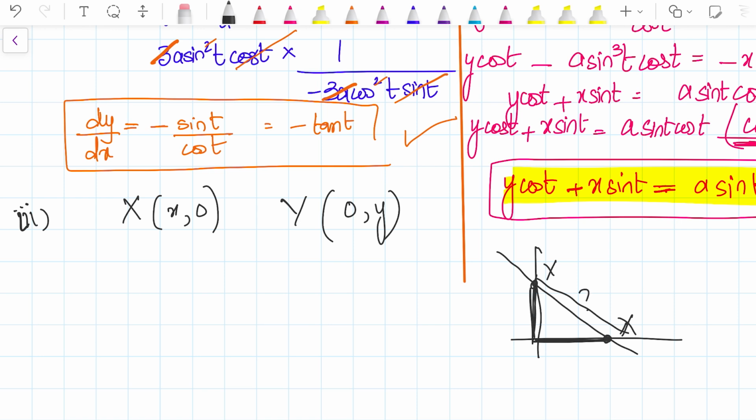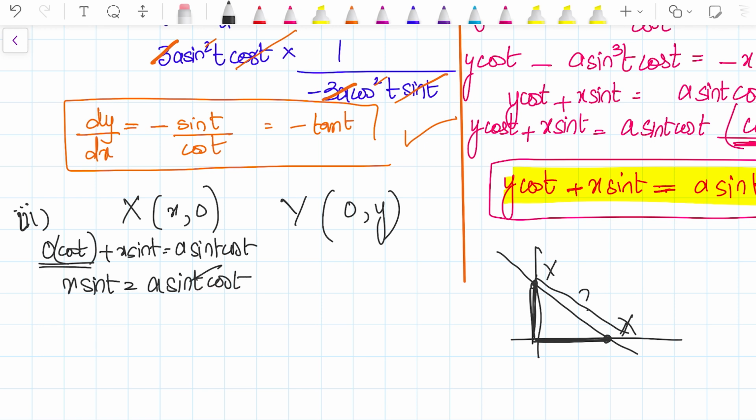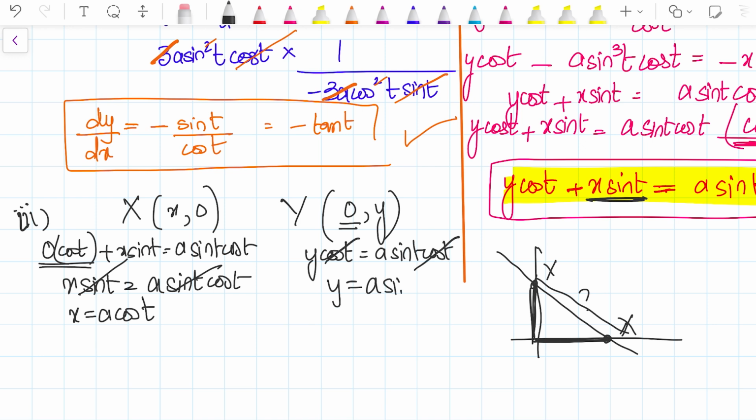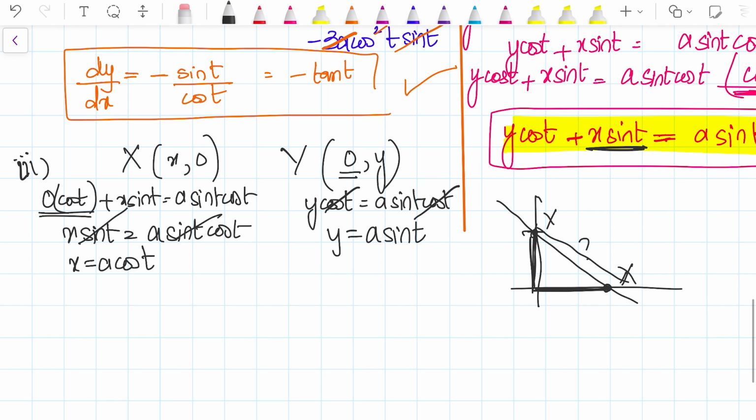Let's input the y value as 0. This becomes 0. Cancels out. X is equal to a cos t. Now let's input the value of x as 0. When I input x as 0, this entire thing finishes off. So it becomes y cos t equals a sine t cos t. So y is a sine t. X is a cos t.